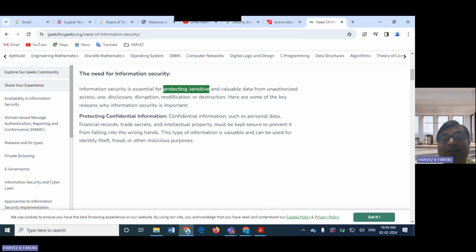It is important to protect sensitive and valuable information from unauthorized access. So someone logging in is an unauthorized access, someone downloading something, someone reading your emails is an unauthorized access. If that personal information is available to everyone on the web, that information has been disclosed. If your email client is not available to you now, it's a disruption. If someone sends an email or a message under your name, it's a modification. Or if someone just deletes everything from your email client, it's a destruction.